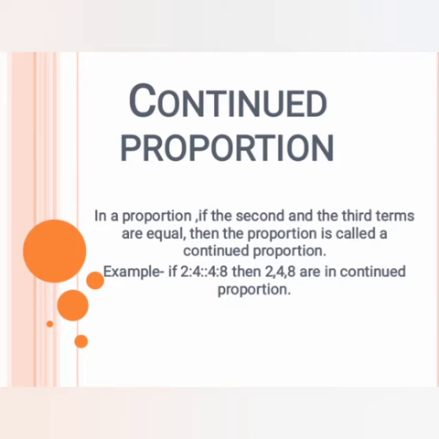Next topic is continued proportion. In a proportion, if the second and third terms are equal, then the proportion is called a continued proportion. Let's see an example. If 2:4 is proportionate to 4:8, then we can say that 2, 4 and 8 are in continued proportion.